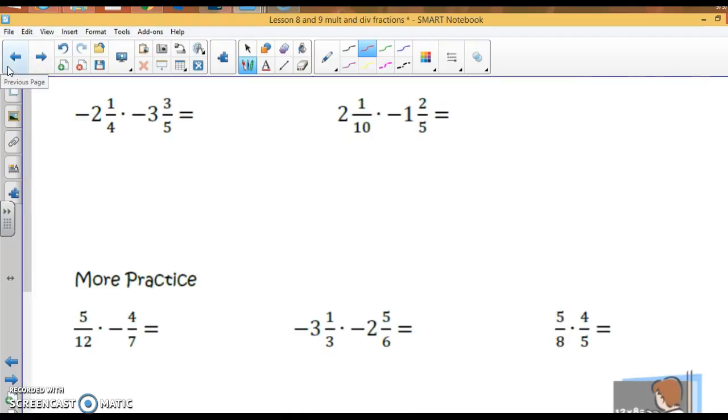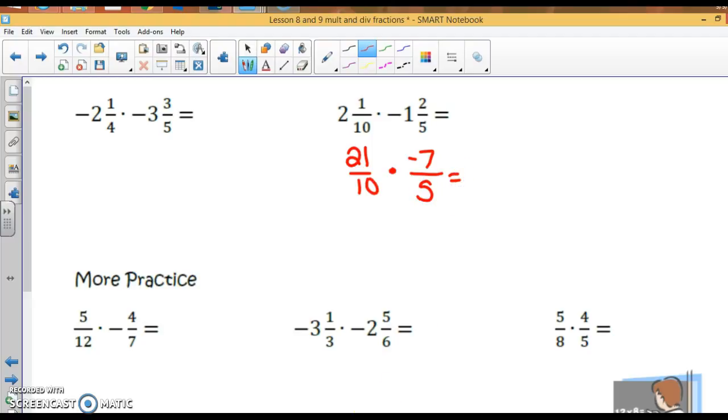All right, multiplying mixed numbers. When you do this, you have to change the mixed number to an improper fraction first. So let's look at this problem: 2 and 1/10 times negative 1 and 2/5. You need to change it to improper. So 2 times 10 is 20, plus 1 is 21/10 times 1 times 5 is 5, plus 2 is 7, so negative 7/5.